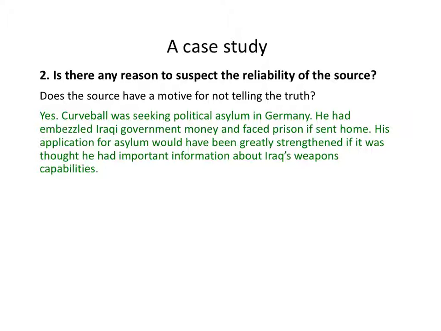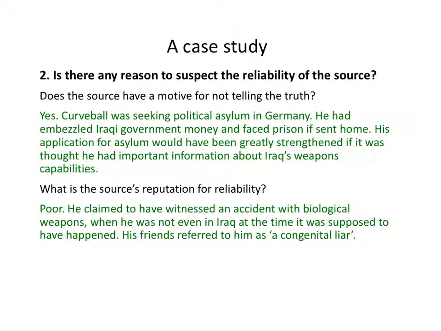Second question, is there any reason to suspect the reliability of the source? For example, we can ask the question, does the source have any motive for not telling the truth? And the answer here was yes. Curveball was seeking asylum in Germany, and it emerged that there was a warrant out for his arrest in Iraq for embezzling government money. So if he was returned to Iraq, he would have faced prison. His application for asylum in Germany would have been greatly strengthened if it was thought he had this important intelligence about Iraq's weapons program. So he does have a motive for exaggerating or not telling the truth.